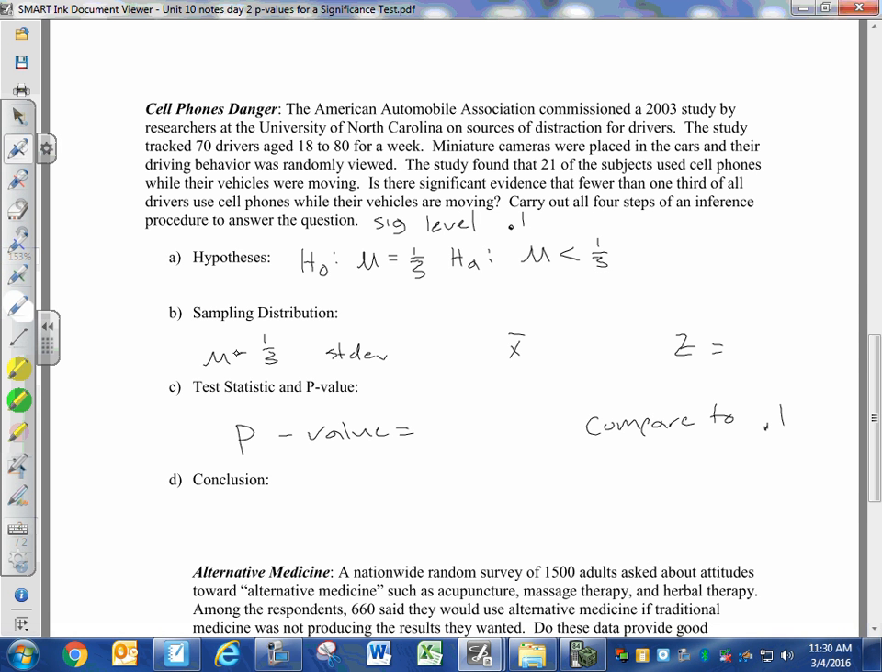Right. So we use our hypothesis, our mean, not our sample mean. That's our standard deviation. All right. What was our standard deviation? 0.056 approximately. Our X bar was 0.3. What was our z-score?